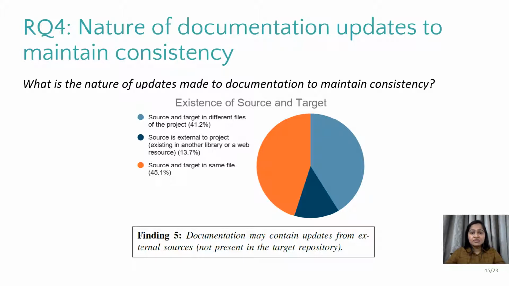The task becomes non-trivial, especially when the target and the source exist in different files, as seen for 55% of cases. In fact, the source may also exist outside the repository in the form of a URL to a web resource or an entity in another library. This makes it harder to track changes that may have introduced an inconsistency.